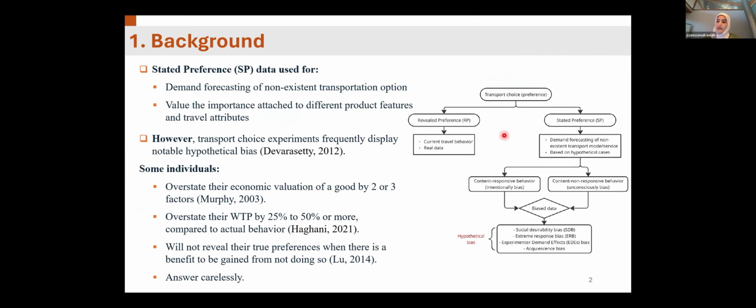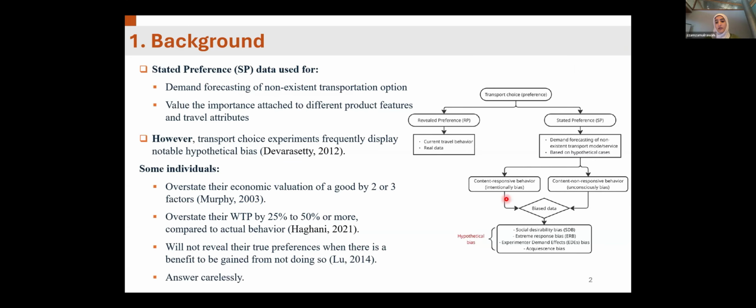On the other hand, stated preference surveys are usually used to forecast the demand for a future transportation service, or also sometimes to assess or value the attitude of respondents in the future toward a specific service in the transportation field. And usually because respondents are asked about something that's not existent, they are faced with a hypothetical situation. And that would cause some hypothetical bias in their answers.